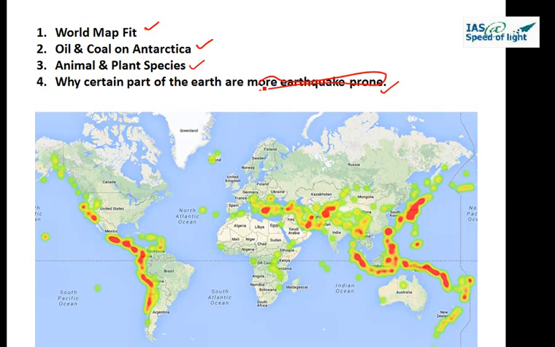And the second question we mentioned: if we draw the regions which are more earthquake prone, like all these regions, this is the ring of fire, we know that. These regions are more earthquake prone, while other regions of the world are almost earthquake free. So all these questions, if we club them together, are the points which started bothering the geologists at that time.